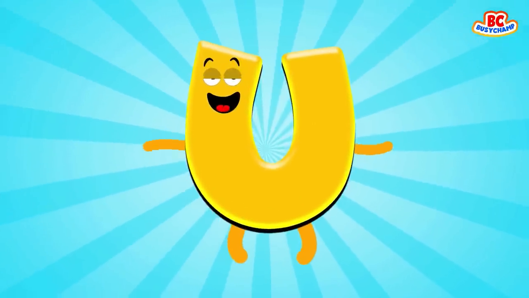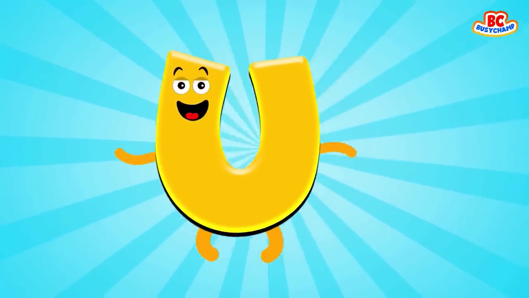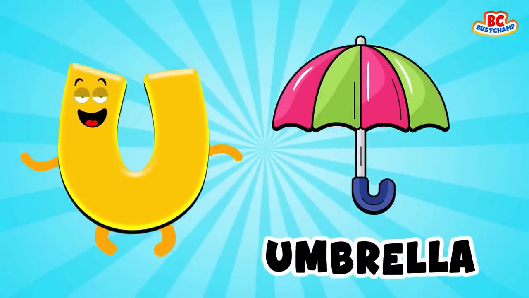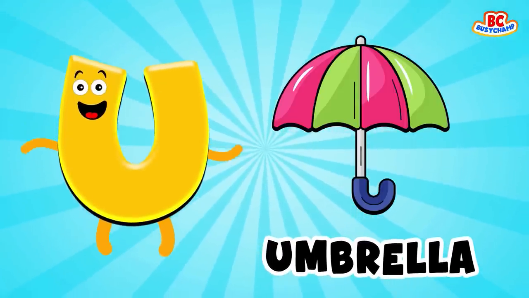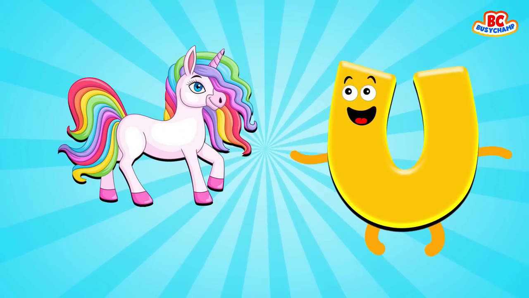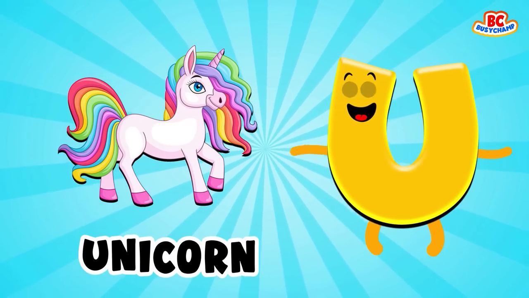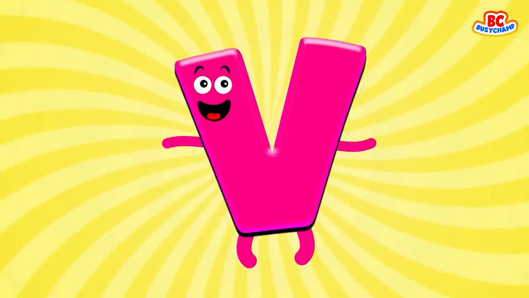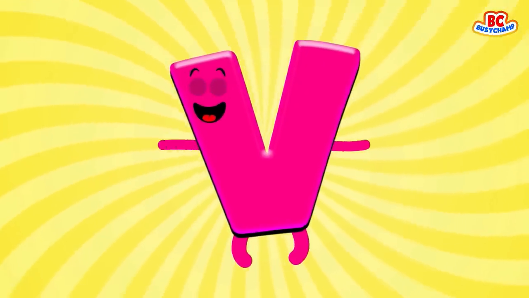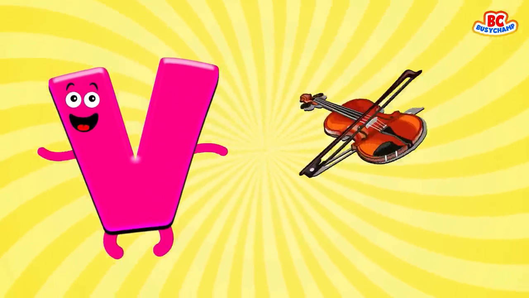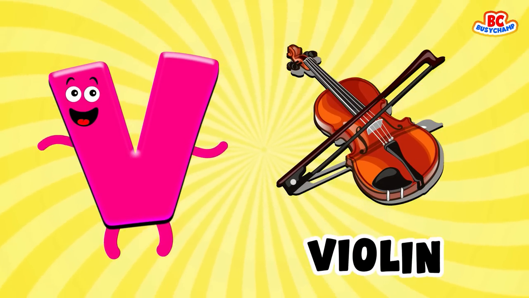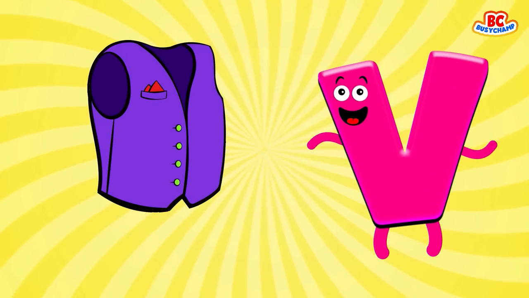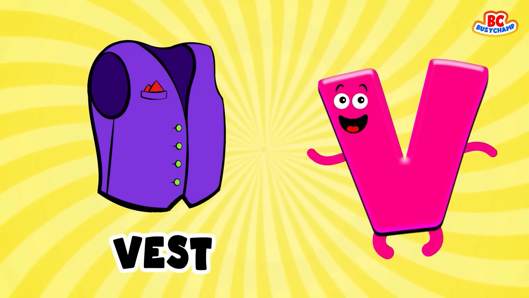Here comes the letter U. U. U says umbrella. U says unicorn. Here comes the letter V. V. V says violin. V says rest.